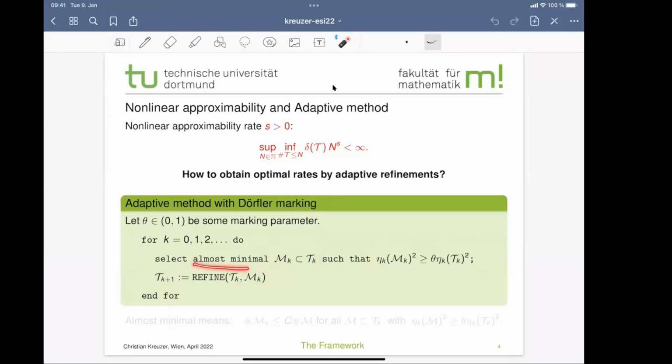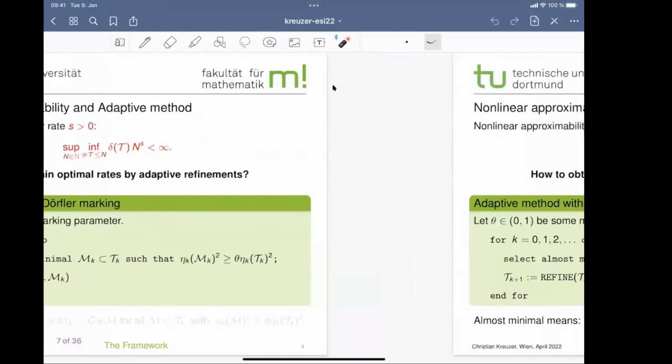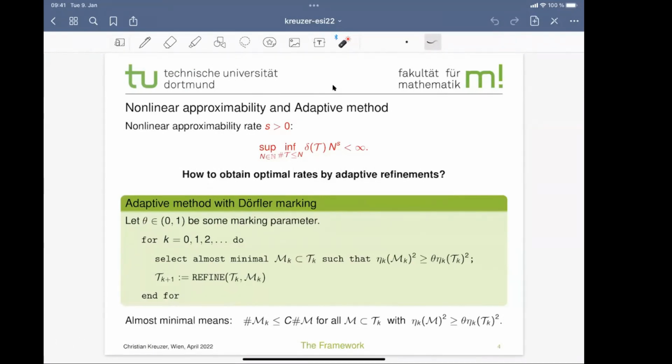I used here the phrase almost minimal, and by almost minimal I mean that the set MK is almost minimal in cardinality among all sets M that satisfy the Dörfler condition. Okay, so the minimal set is only a fixed constant smaller than the number of our marked elements. We can avoid this condition, but then the proof is getting more difficult, and I decided for the presentation that I stick to this version here.